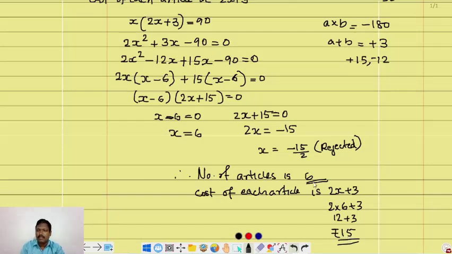Now you can check 15 into 6. What is 15 into 6? 15 into 6 will be 90.